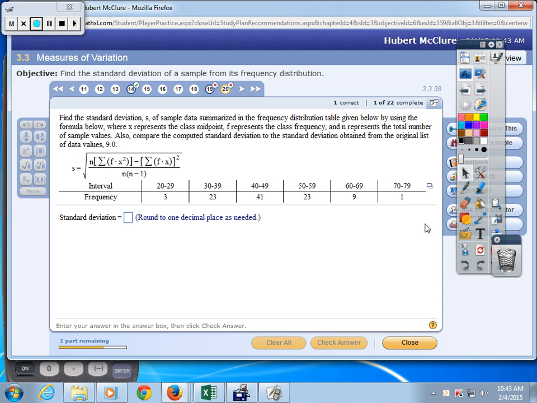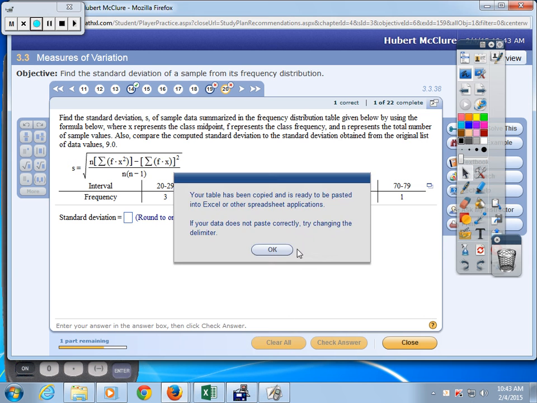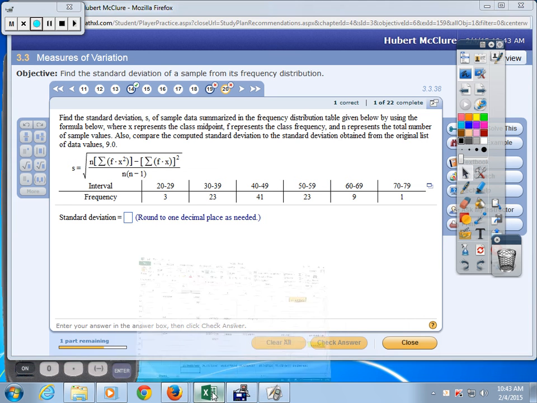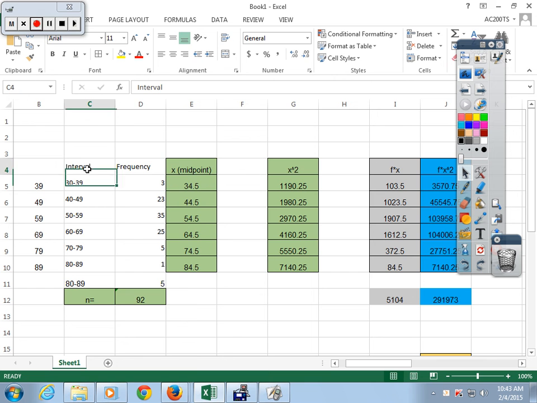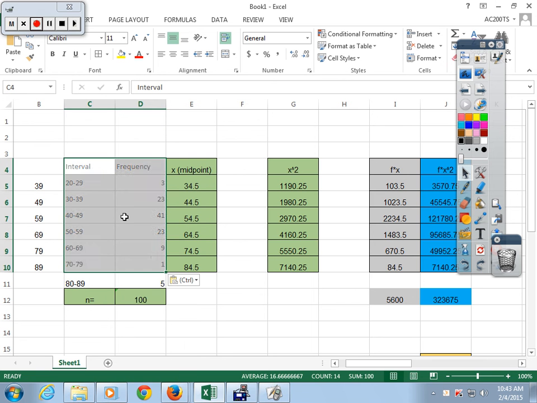Now I'm going to show you a trick I learned in the war. It's 10:43 right now. So I'm going to copy this. Go to the Excel spreadsheet. Go right here. Hit paste.